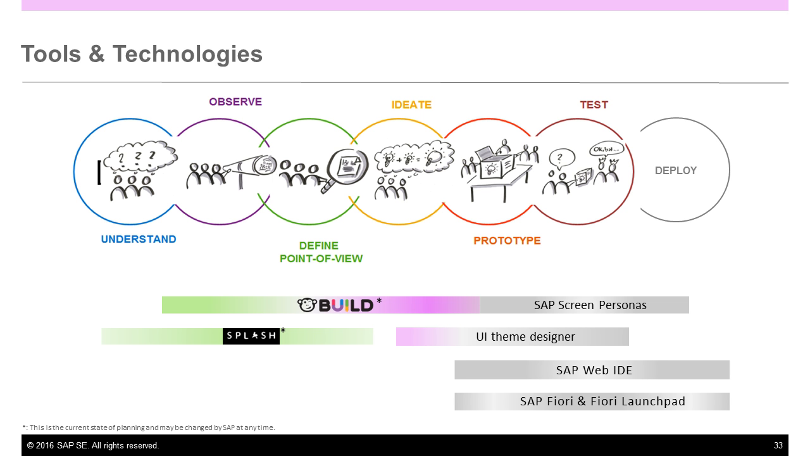So when we look at design thinking, we start with Splash, and we're very quickly overlaying that with Build, and it's going to flow into screen personas when I go into development, or Fiori, right? And at this point I'll be using the UI theme designer, because if I'm using the SAP UI5 controls, you're going to get that Fiori look and feel with SAP Web IDE.